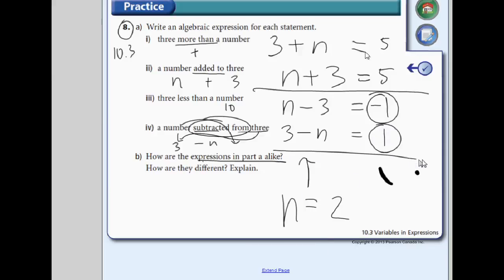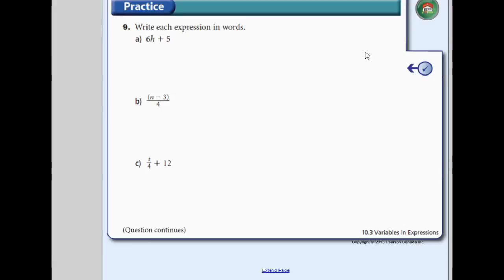So notice that 3 plus n is the same as n plus 3. When you add two numbers, you can switch them around. The 3 can go in the beginning, or the n, and the n can go in the beginning or the end. But when you have subtraction, you can't switch. N minus 3 is not the same as 3 minus n. You get different results. Let's move on to number 9.